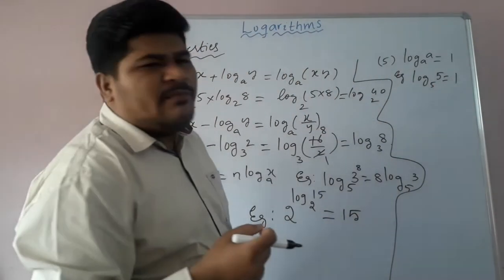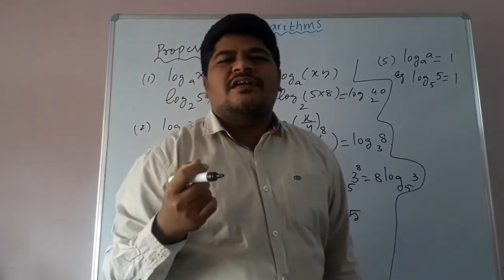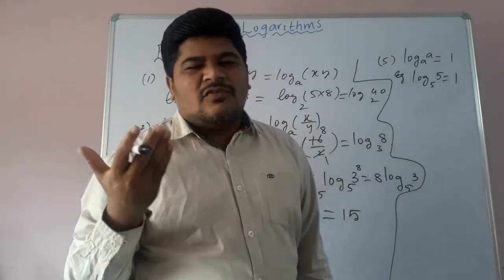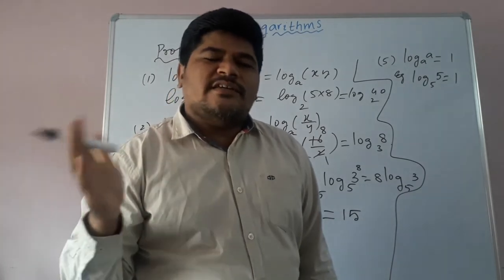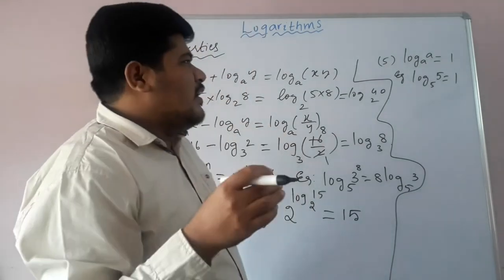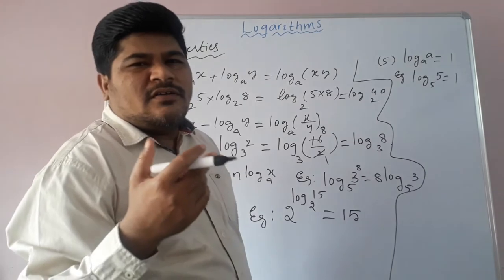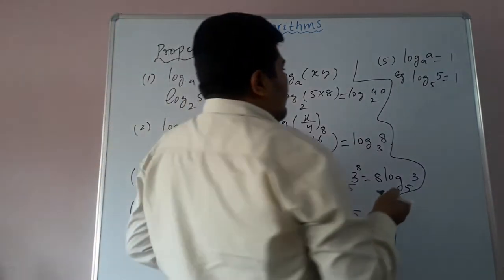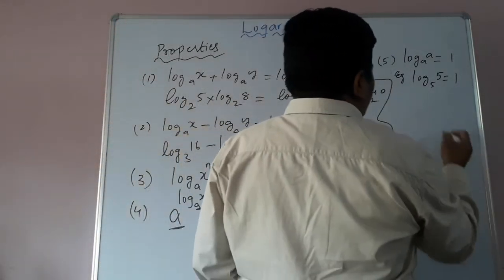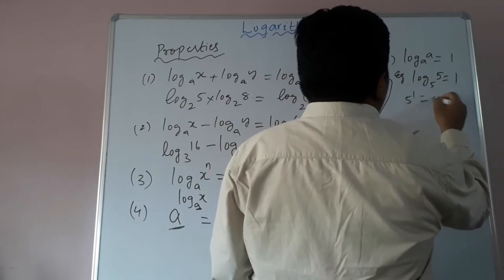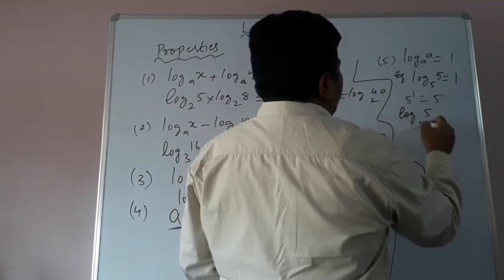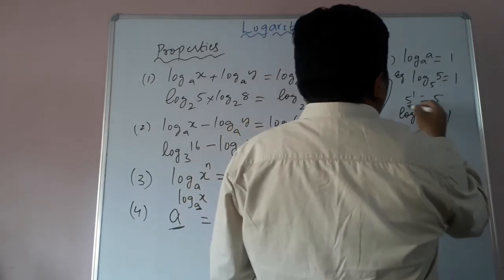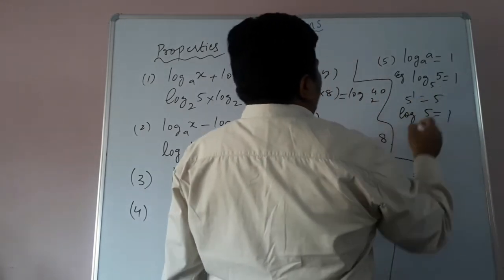Because, children, if any number is raised to power 1, then it will be equal to the number itself. 5 power 1 is equal to 5, 6 power 1 is equal to 6, 10 power 1 is equal to 10, and 20 power 1 is equal to 20. So if you apply log to that, what will happen, children? Suppose 5 power 1 is equal to 5. If you apply log, log 5 base 5 is equal to what? 1 only, no? So like this, children. So log 5 base 5 is equal to 1.